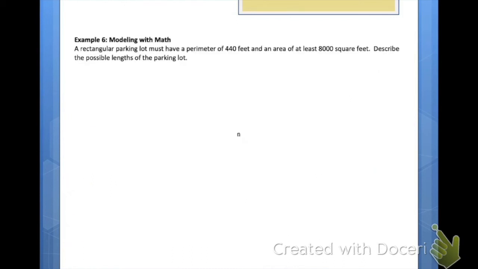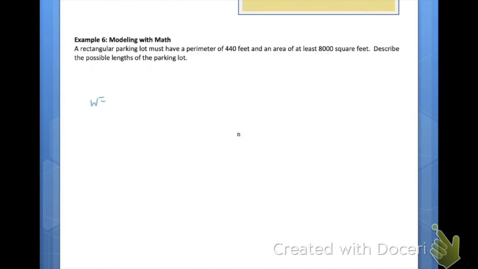Now let's look at this real-life example. A rectangular parking lot must have a perimeter of 440 feet and an area of at least 8,000 square feet. Describe the possible lengths of the parking lot. So let's write some equations. 2 times the length plus 2 times the width needs to equal 440. Length times width needs to be greater than or equal to at least 8,000 square feet.